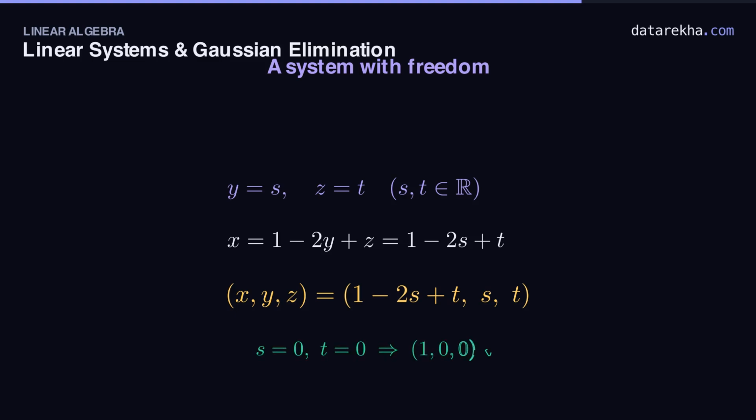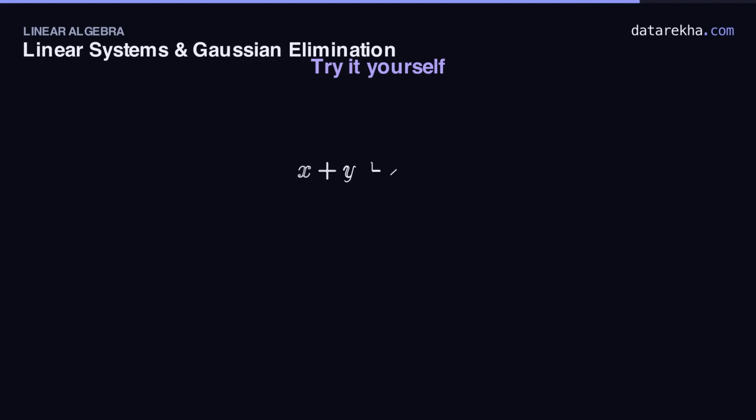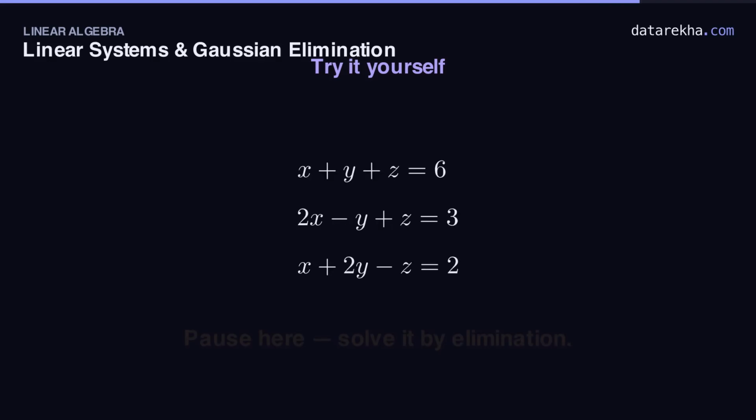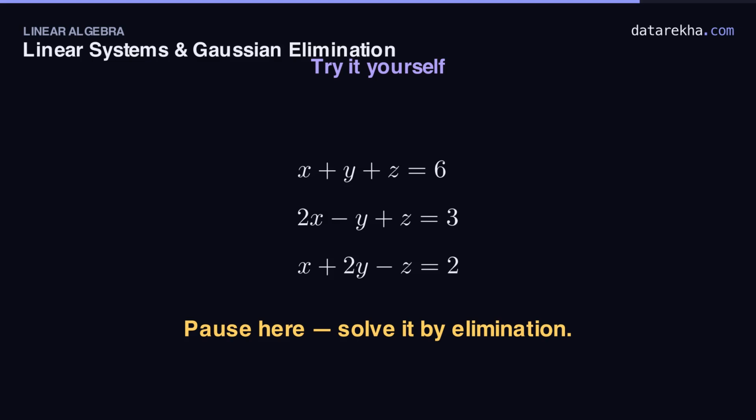Sanity check. Pick s equals 0, t equals 0, and you get (1, 0, 0), which satisfies all 3 equations. Every choice of s and t lands on a real solution. Your turn. Here's a fresh 3-variable system. Pause the video, form the augmented matrix, and run the elimination yourself before I do.